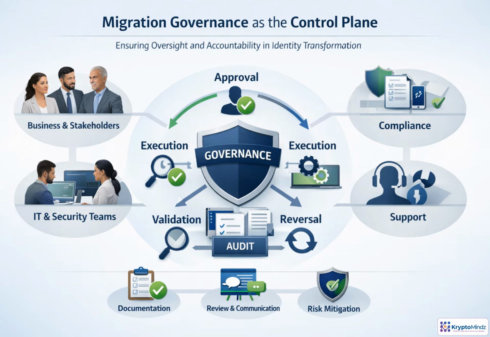Migration governance is the control plane for the entire identity transformation. It defines who approves a change, who executes it, who validates the result, and who can trigger rollback if something goes wrong. It also connects business stakeholders, IT, security, compliance, operations, and support around one decision model.